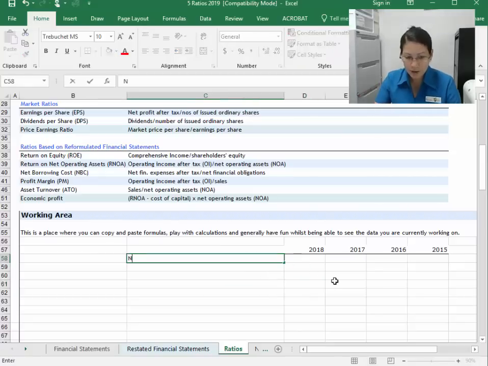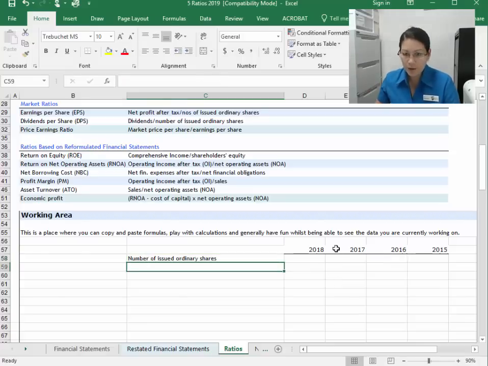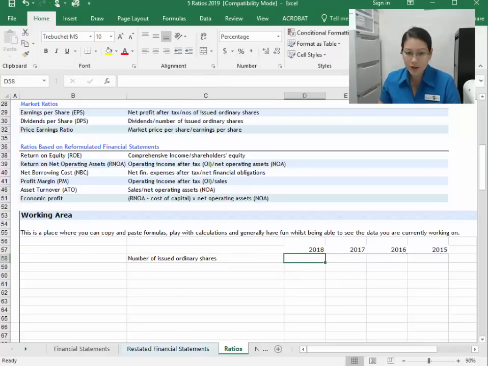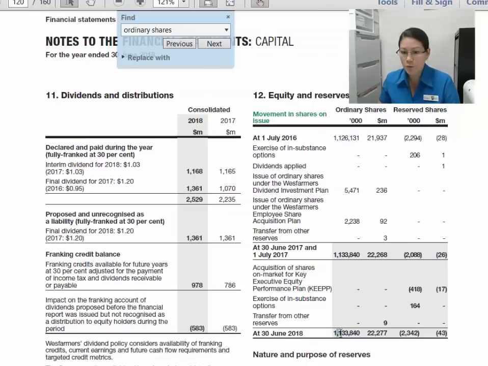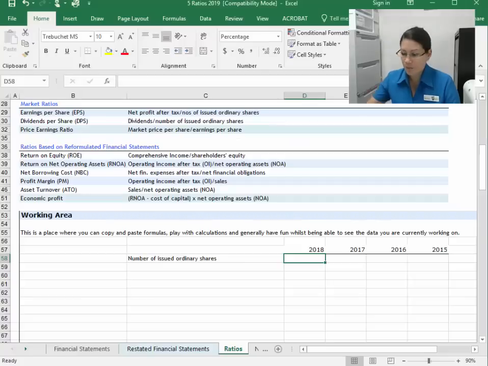So let's put number of issued ordinary shares. And we're going to, for 2018, literally take the 2018 figure, which was 1133.840. And it's a number, so let's just format it to a number. Oh, it's done the decimals for me again. Let's put another 2 decimals for the 100th place.